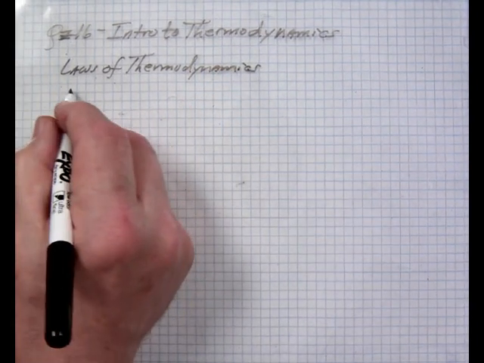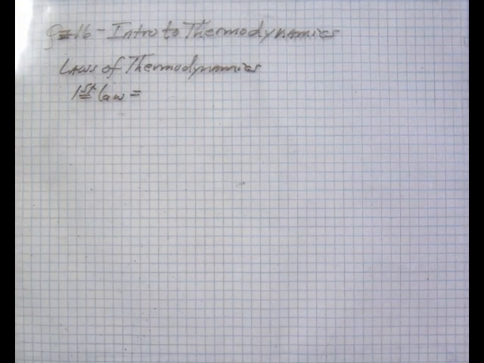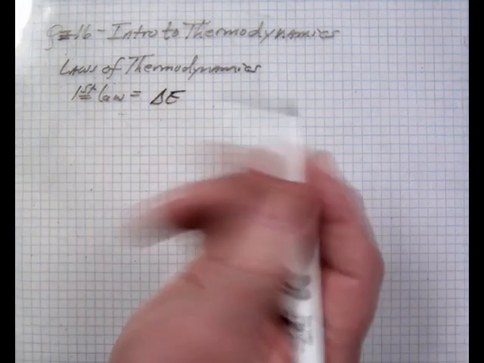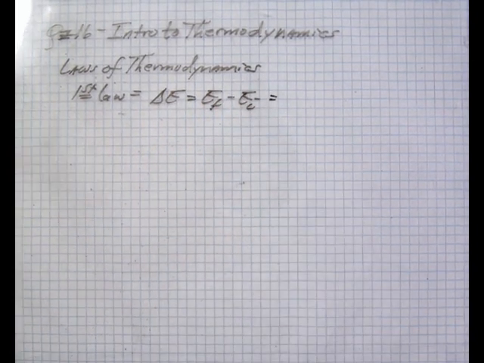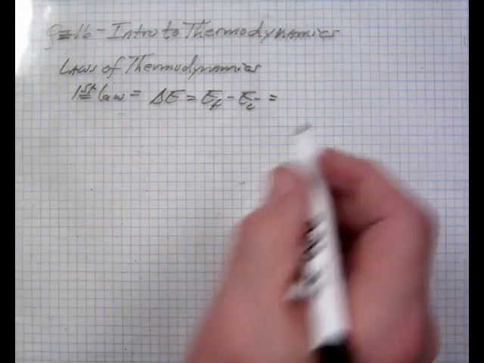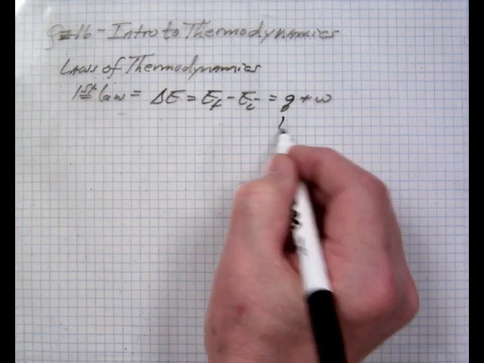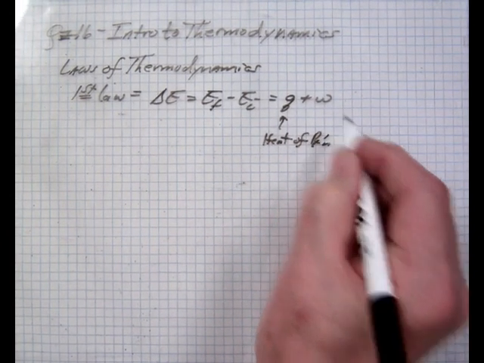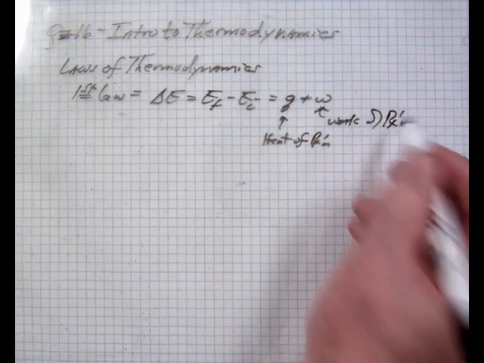I include the first law, which is a study of energy changes in physical and chemical processes. Delta E changes, E final minus E initial, and is expressed in an equation of two parts, Q plus W, where Q is the heat of reaction and W is the work of the reaction.